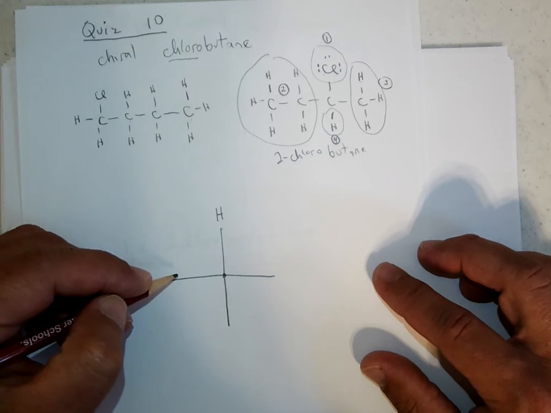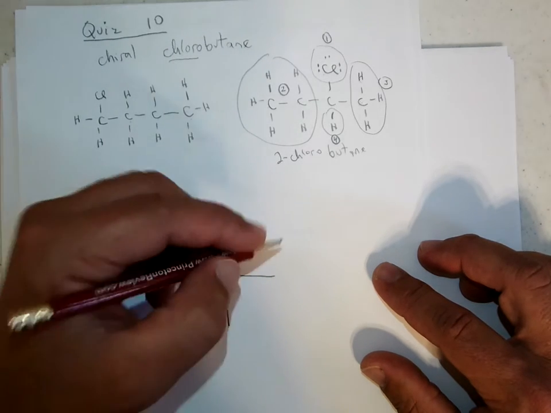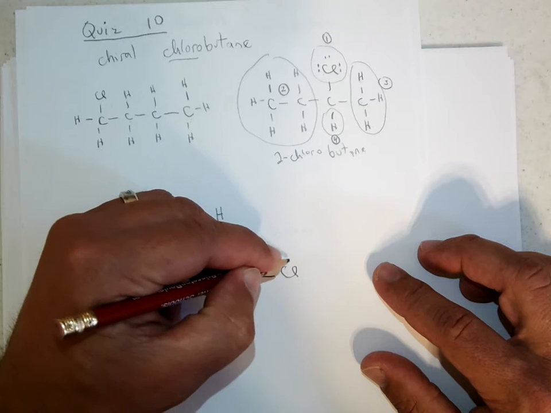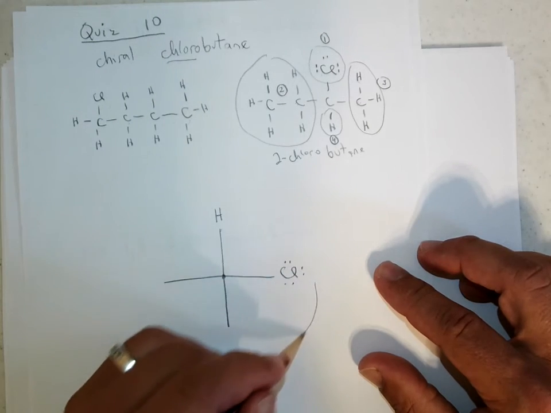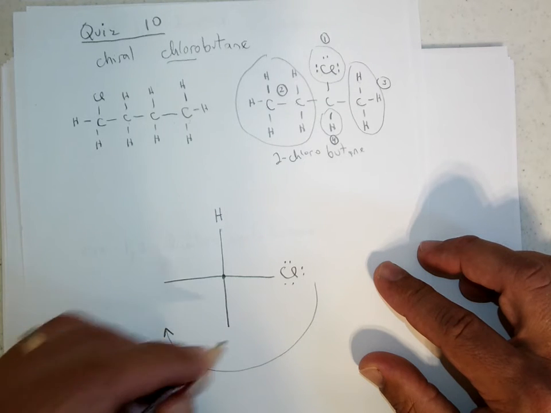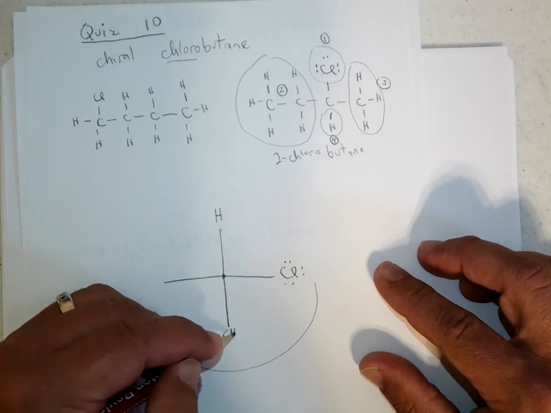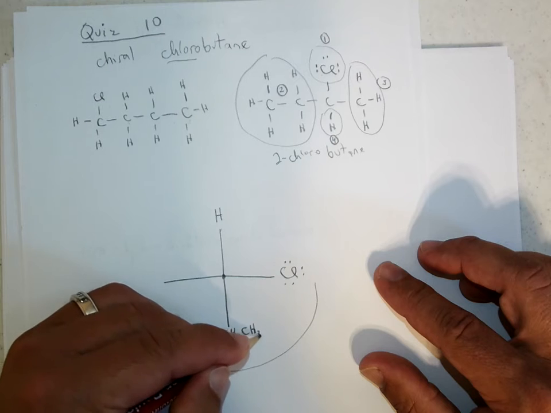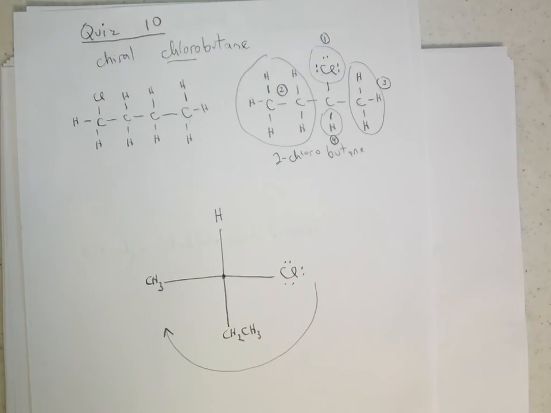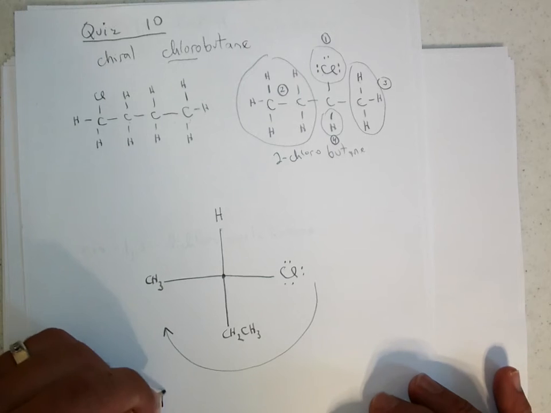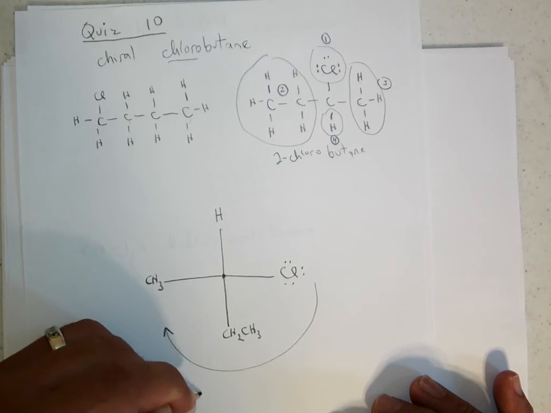So now we can place the groups in order. I usually just put the chlorine in any old spot, and then if we want the R isomer, we've got to go clockwise with the ethyl group and then the methyl group. So here's the Fischer projection for a chiral chlorobutane. It's the R-2-chlorobutane.